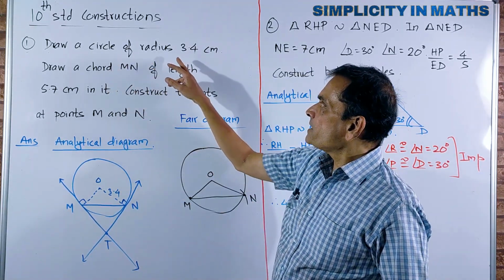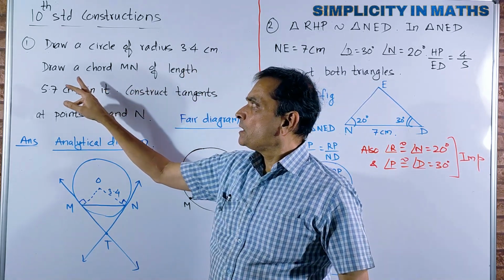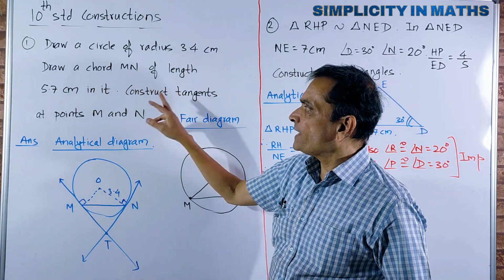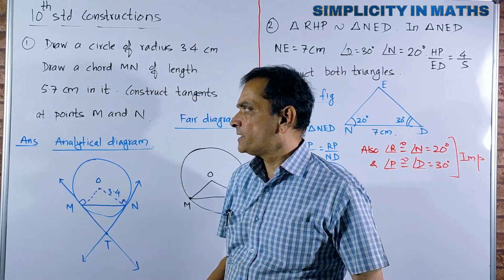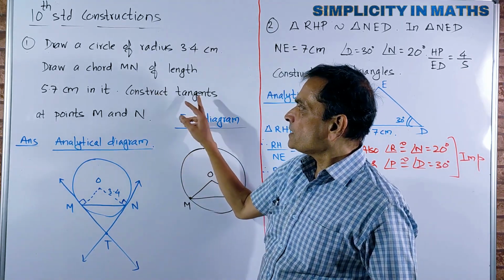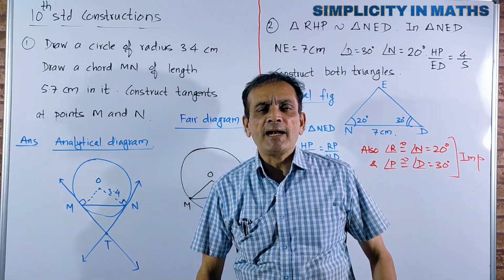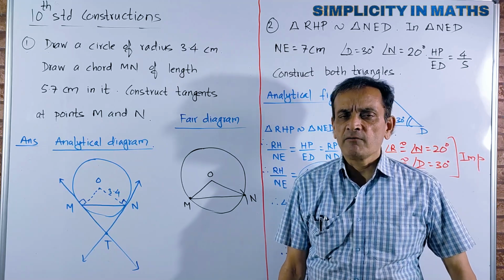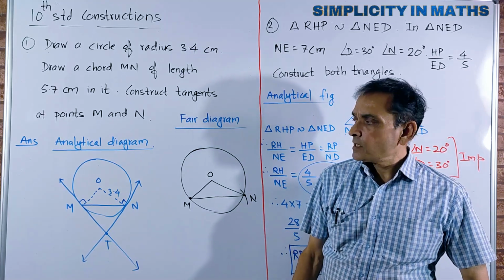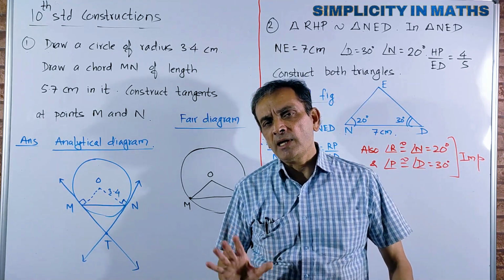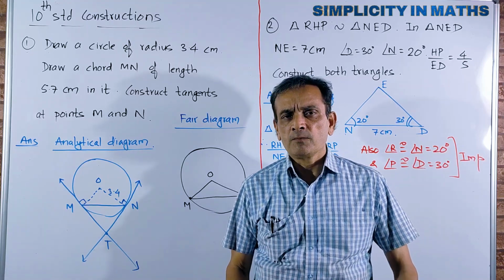Draw a circle of radius 3.4 centimeters. Draw a chord MN of length 5.7 centimeters in it. Construct tangents at points M and N. That is what is given. Okay. So let us try to analyze the problem. पहले analyze करेंगे क्या दिया है.